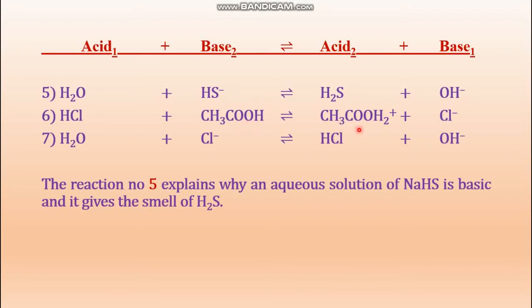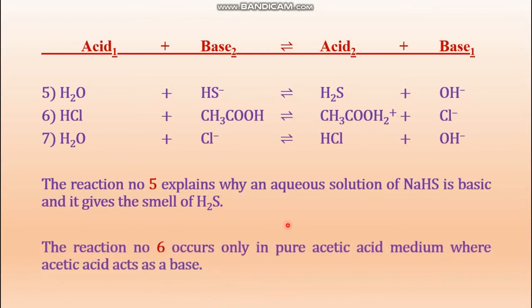If it is a base, then what is its conjugate acid? Its conjugate acid is CH3COOH2 plus ion. And on the other hand, HCl has the conjugate base Cl minus. Now Cl minus is a base, so when it is playing the role of a base, then what is its conjugate acid? Its conjugate acid is HCl. Okay.